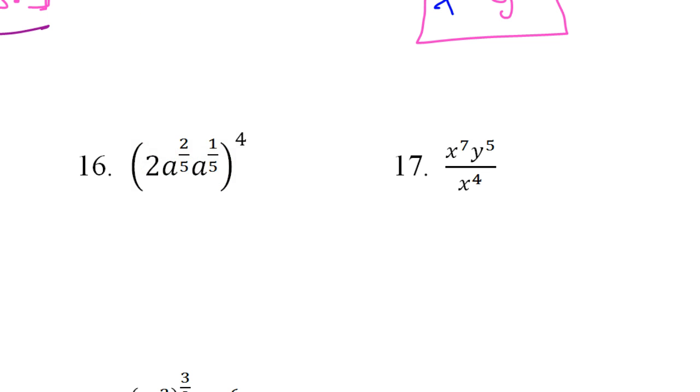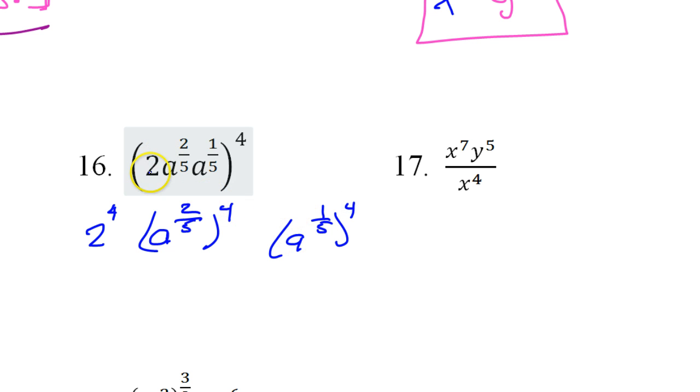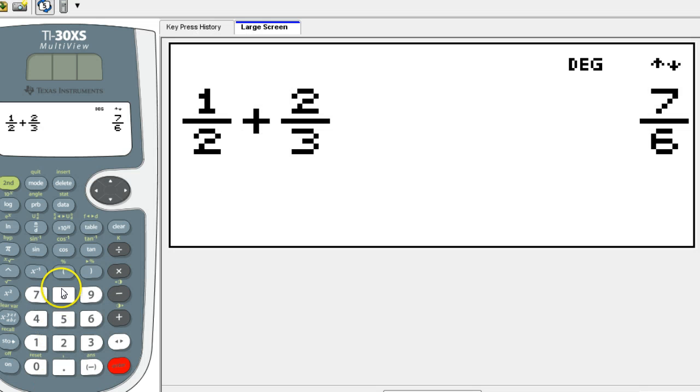But first of all, please understand that we have these 3 separate things. So we have 2 to the 4th power. That's happening. But then we have a to the 2/5 power to the 4th power, and we have a to the 1/5 power to the 4th power. So all 3 of these things are being raised to the 4th power sort of separately. 2 to the 4th power is 16. Now maybe you don't have that memorized. 2 to the 4th power is 16.